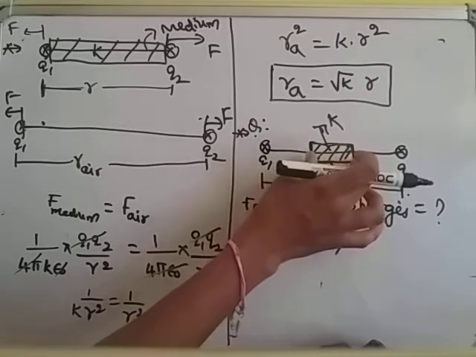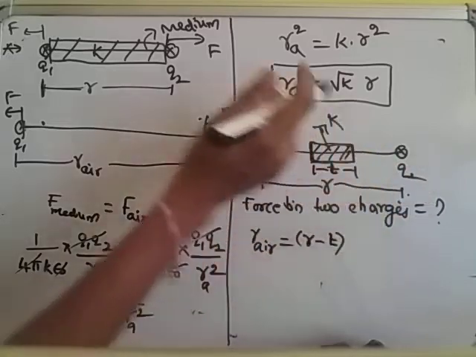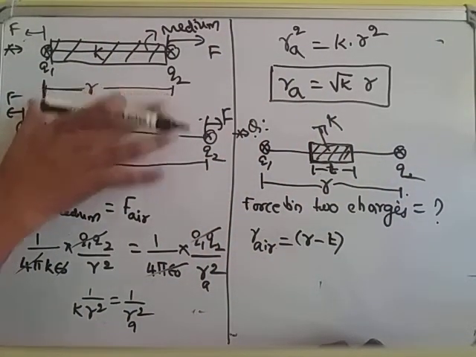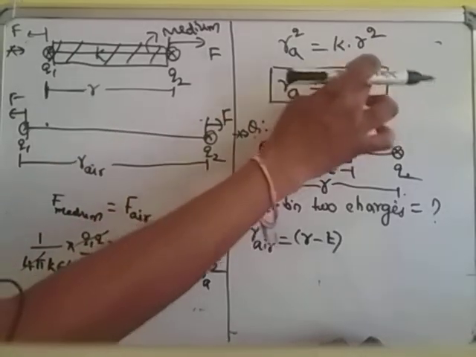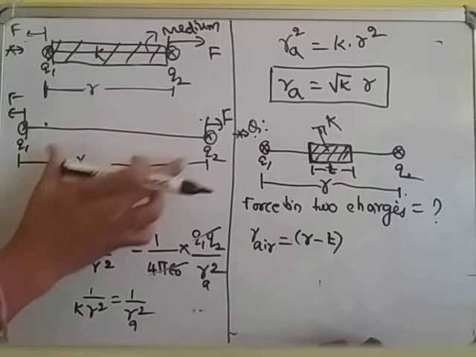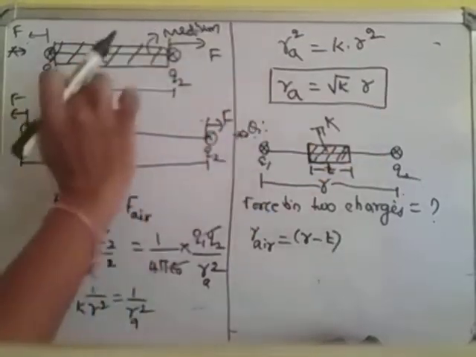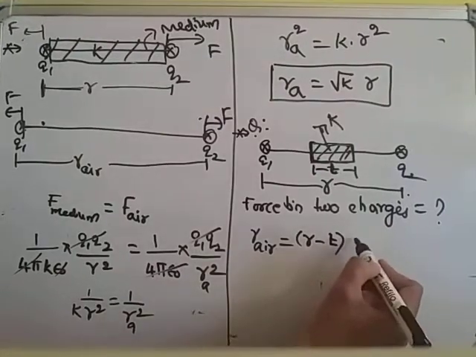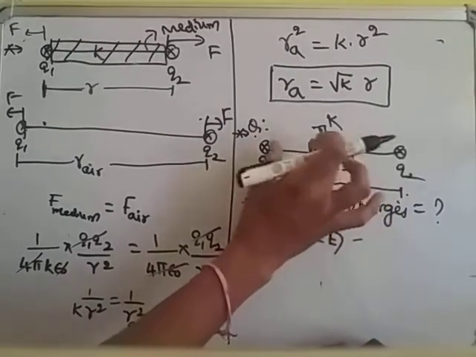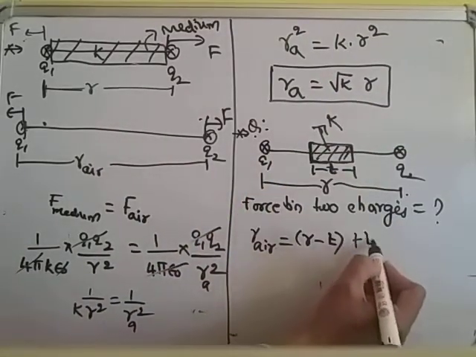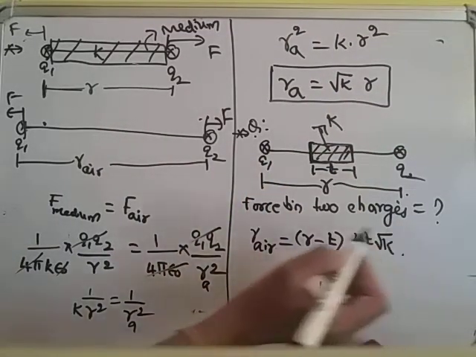Now, the equivalent distance to this dielectric slab thickness t. To get the same force, the equivalent distance in the air medium, we know this formula. If the dielectric slab thickness is r, the equivalent distance in air is root k r. Here, instead of r, t is there, so the equivalent distance in air becomes root k t. Then the equivalent distance we get is r minus t, which is already in the air, plus t root k. Have you understood this one?